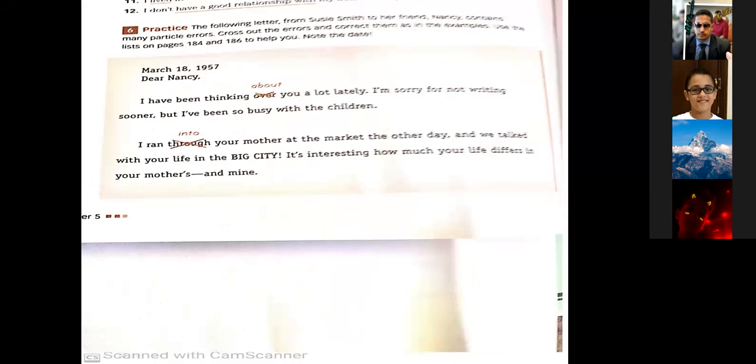Yes, number 6. Yes, Omar Ahmed. The following letter from Susie Smith to her friend Nancy contains many grammatical errors. Cross out the errors and correct them. In the examples, use the list on pages 184 and 186 to help you. Note the date. It's the same table you use to check the errors in this letter. Yes, Omar, start.